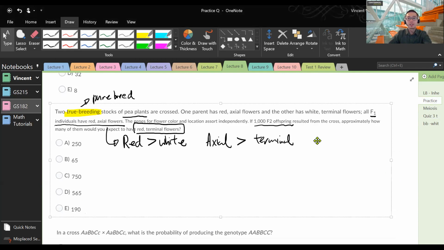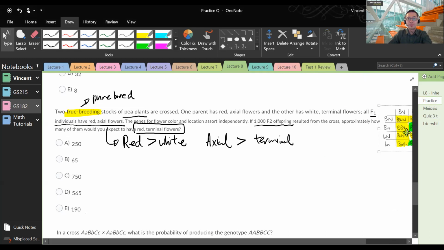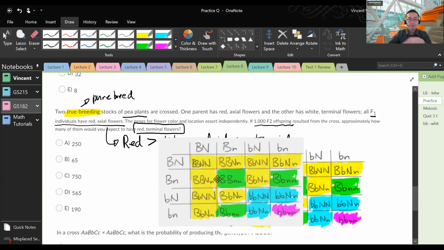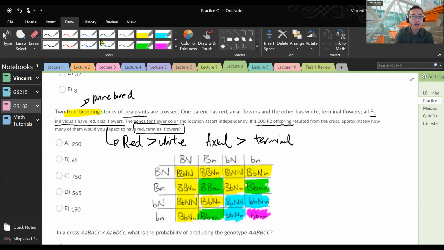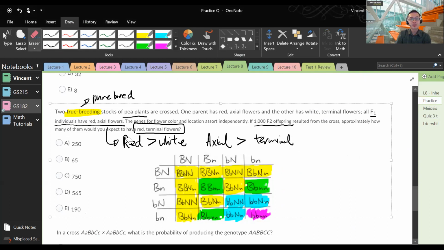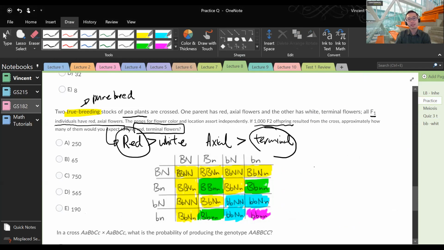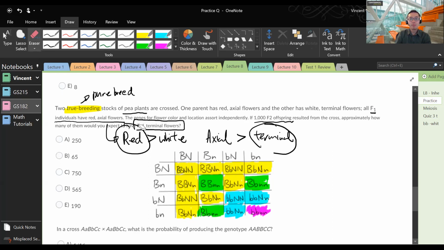Yeah, Tyler's already giving me the answer. That's good. Over here, right? That is the chart that you need. We are looking for the number of offspring that is red and terminal. Red is the dominant trait, and terminal is the recessive trait, right? If you remember, dominant means the capital letter, and the recessive means the lowercase, right? So which of these is dominant combined with a recessive? Well, it's all the green ones. So that's 3 out of 16.